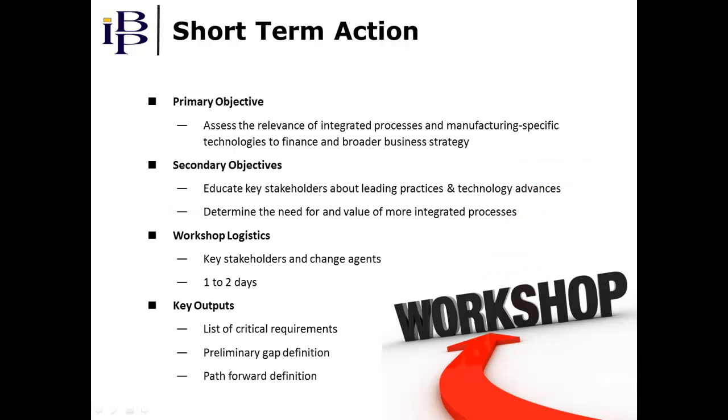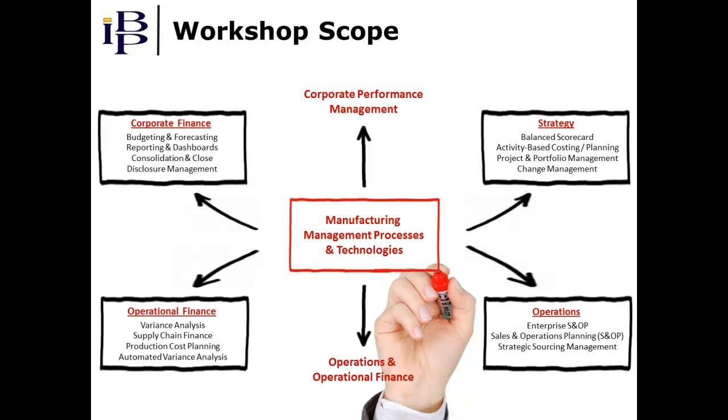One way to make this determination is by way of a short workshop. Its objectives are shown on the screen, the primary one being to assess the relevance of integrated processes and manufacturing-specific technologies to finance and broader business strategies. Based on this assessment, organizations can then chart a path forward, armed with an understanding of critical requirements and key gaps. The scope of this workshop should include all processes and technologies that are used to plan and manage the business. Now, this slide was presented earlier and will not be elaborated upon here.